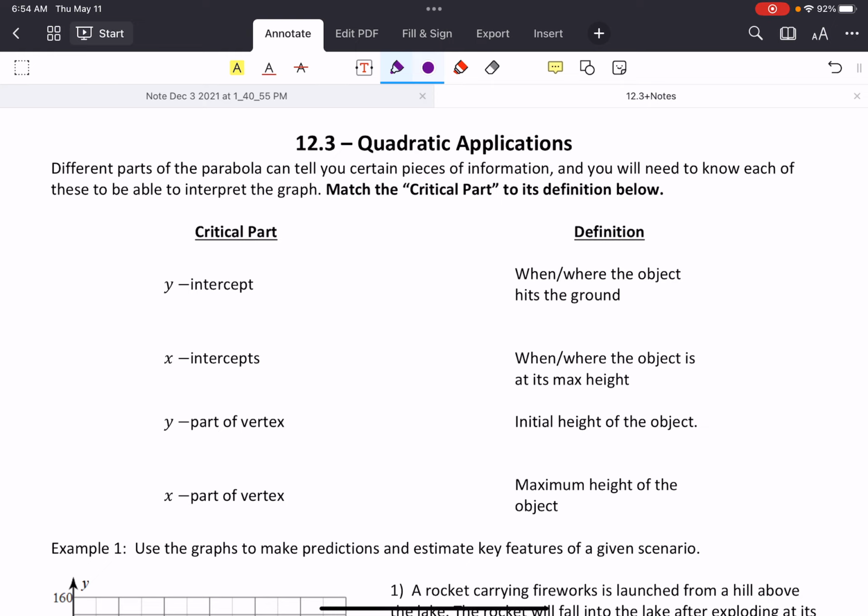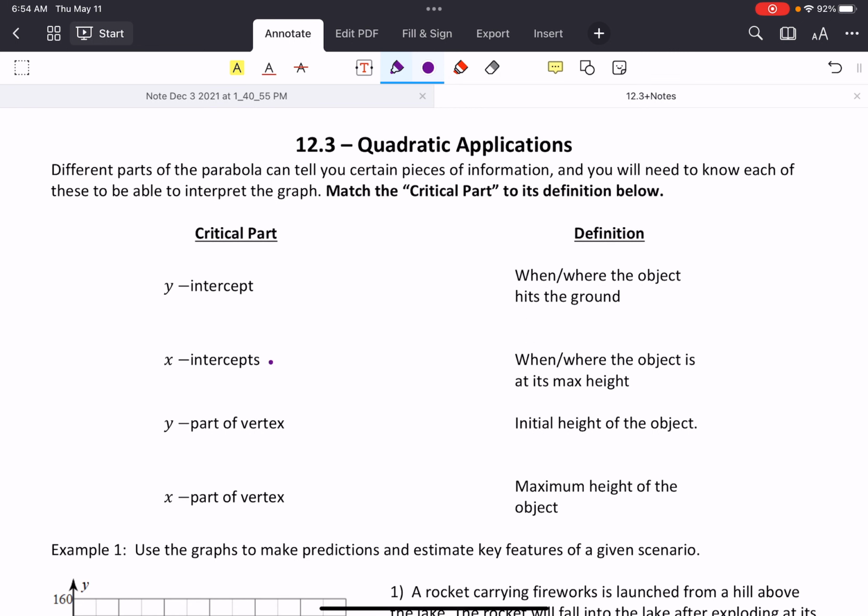So on the right, when or where the object hits the ground is the x-intercept. So those two match. When or where the object is at its max height, well, that happens at the turning point, if you remember, and we call that the vertex. So when or where the object is at its max height is the x. This is the when. The x is telling us the when.